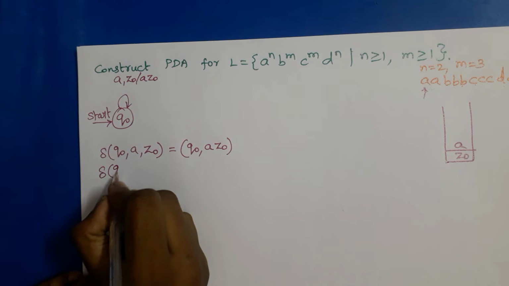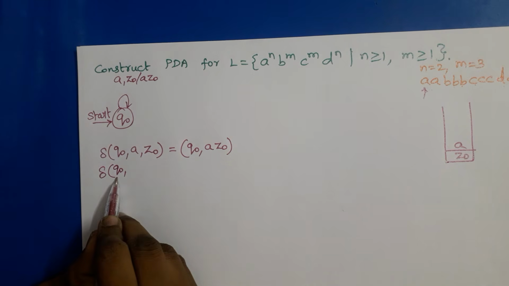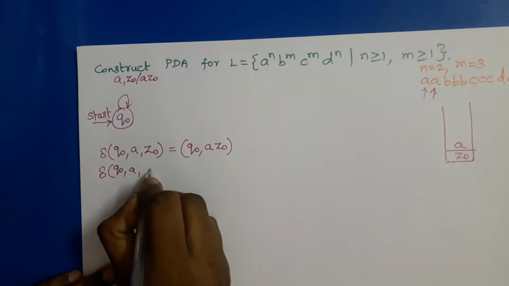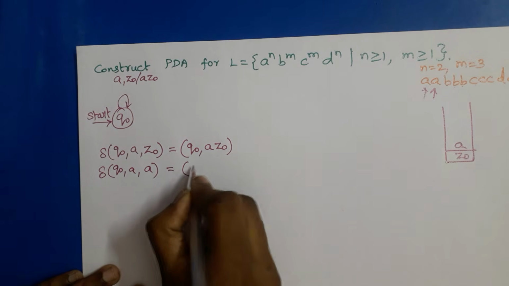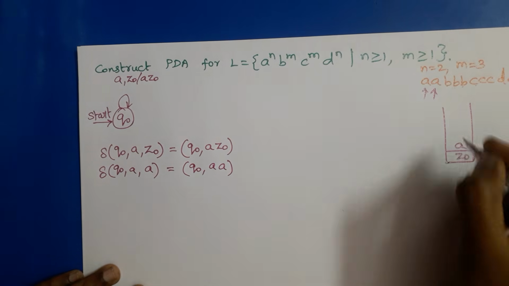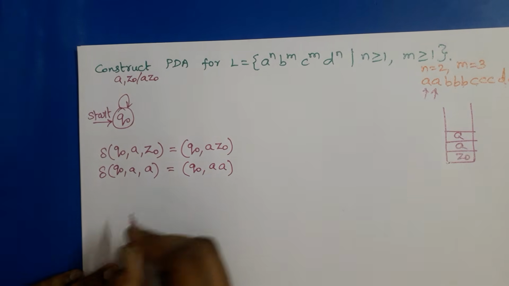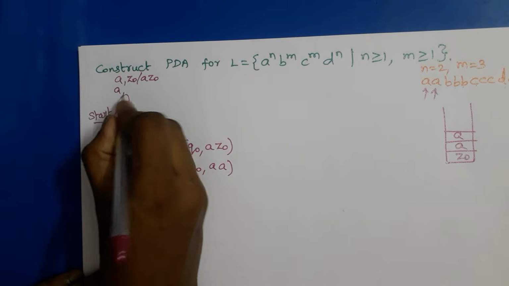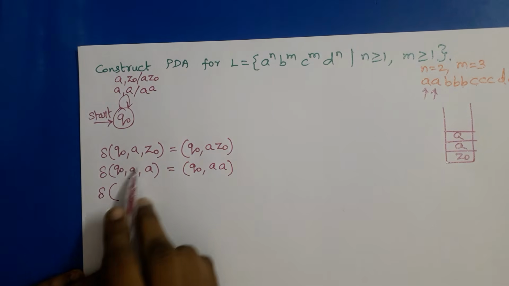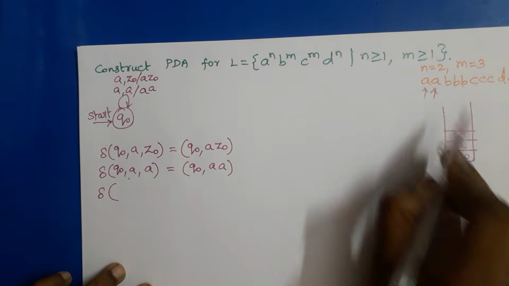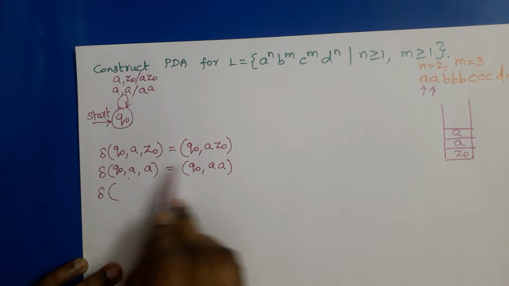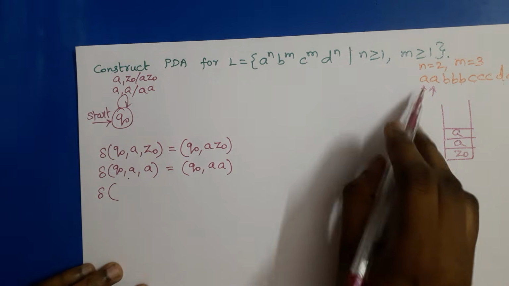Now we need to write the loop. Q0 is the current state. The next input is A and the top of the stack is also A. So we should remain in the same state Q0, and this A should also be pushed onto the stack. So A comma A slash AA. This is repeatedly performed for pushing any number of A's onto the stack. Here I have taken only 2, but this step is repeatedly executed for pushing all A's onto the stack.